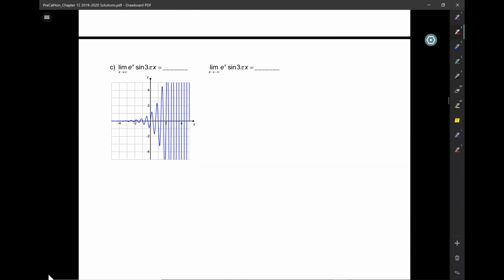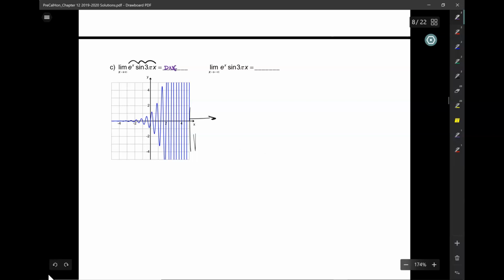And last but not least, take a look at this beautiful function. This is e to the x sine 3 pi x. So what we have here is an exponential multiplied by a sinusoidal function, and that's what it looks like. We're looking at the limit as x approaches infinity, right? So as I move to positive infinity to this side, what's going to happen here? This is going to keep oscillating up and down, up and down, up and down. And because it's oscillating, I don't know where it's going to end up. So this is DNE.